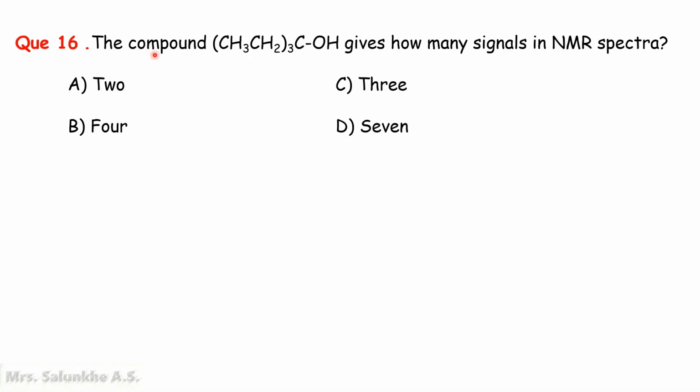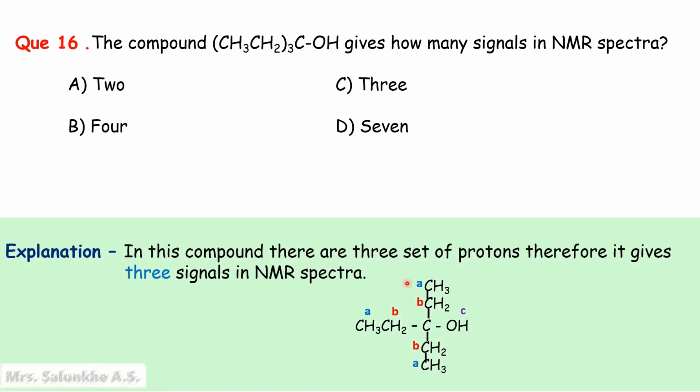Question number 16. The compound (CH3CH2)3COH gives how many signals in the NMR spectrum? The structure of this compound is CH3CH2 three times attached to C-OH. In that case, there are 3 sets of protons. All the CH3CH2 groups are equivalent as they are attached to the same carbon. There is one set of methyl group protons, another set of methylene group protons, and a third set of OH group protons. Therefore, as there are 3 sets of protons, it gives 3 signals in the NMR spectrum.